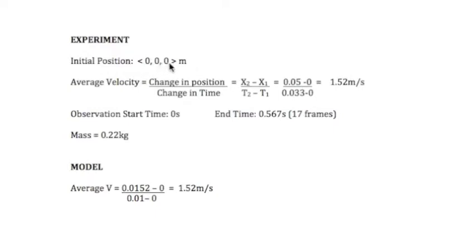X, Y, and Z. Average velocity, or change in position over change in time, was calculated to be 1.52 meters per second. It's also 1.52 meters per second in the model because we set this. As we know, the velocity does not change throughout the entire lab because we are looking at a constant velocity. This is because the net force is 0.